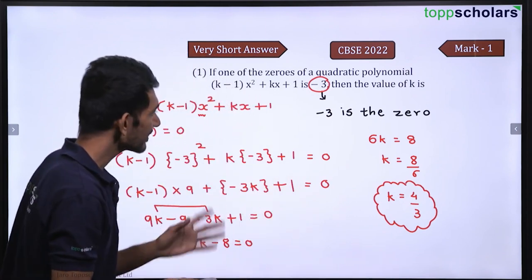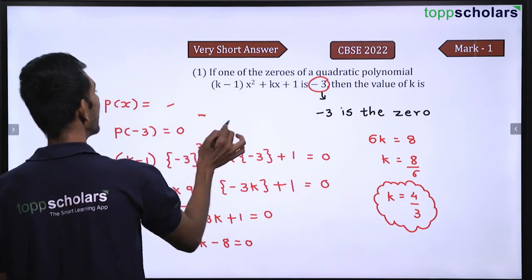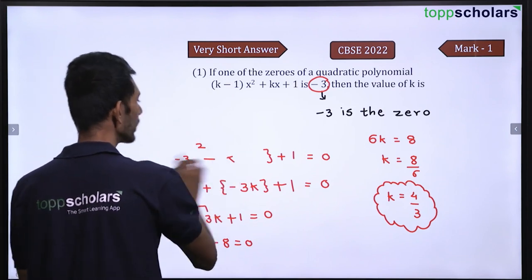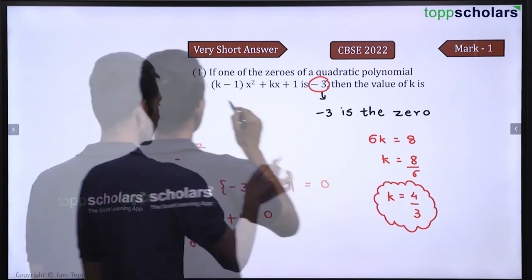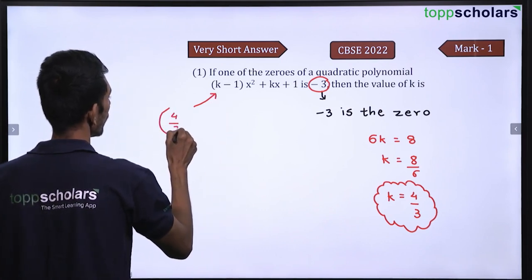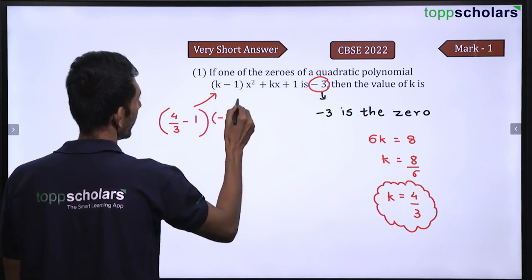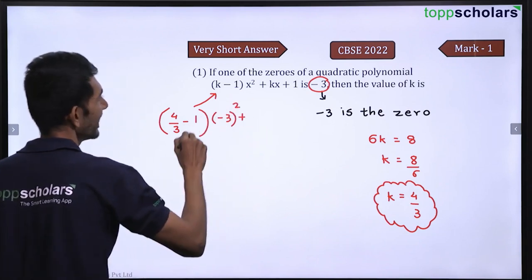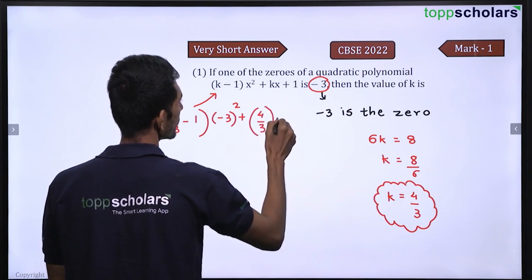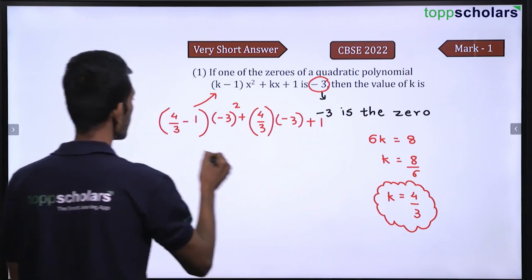Now let us see if our answer is correct by putting it here. So let us see whether our answer is correct or not by putting the value of k there. It's not compulsory, but just for the safer side I am telling you how can you check whether your answer is correct or not. So if I put k as 4 by 3 here, I get (4 by 3 minus 1) into (minus 3) square plus k. K is how much? 4 by 3. X is how much? X is minus 3. And then I have plus 1, right?